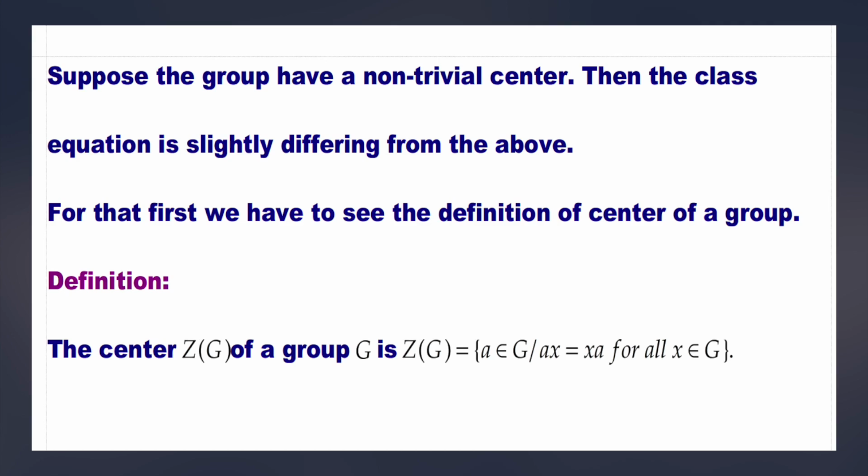Suppose the group has a non-trivial center; then the class equation is slightly different from the previous one. For that, first we have to see the definition of the center of a group. The center Z(G) of a group G is the set of a in G such that ax = xa for all x in G. Now that we know the center of a group, let us see the class equation for a non-trivial center.